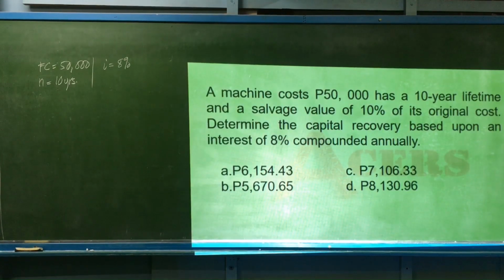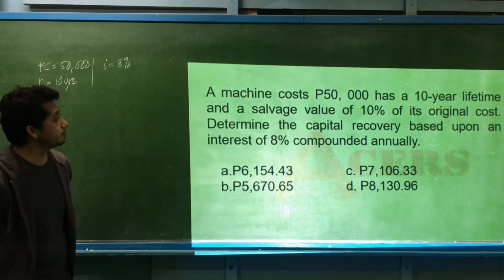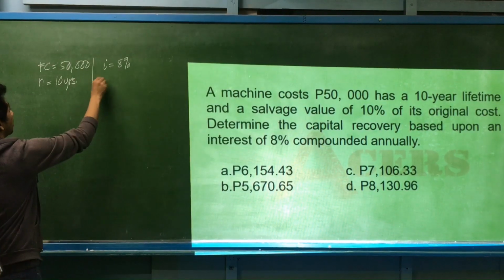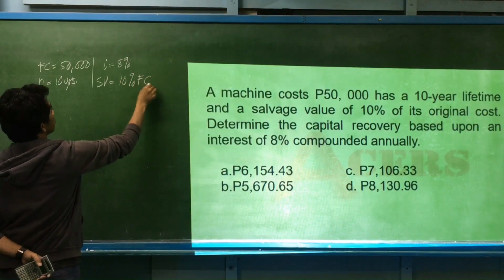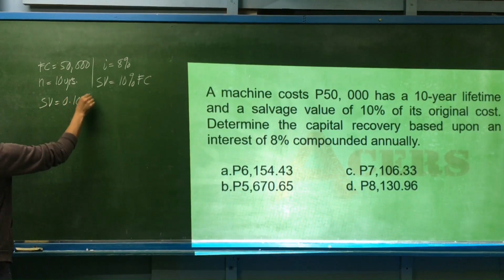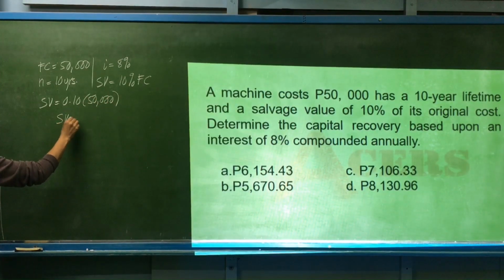Next problem. So a machine costs 50,000 pesos and has a 10-year lifetime and a salvage value of 10% of the original cost. So we have a salvage value that is 10% of the first cost. So determine the capital recovery based upon interest of 8% compounded annually. So we have yung salvage value is 0.10 of 50,000. So this is the same as 5,000.